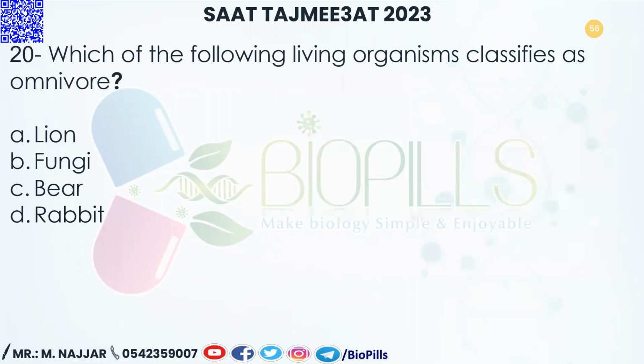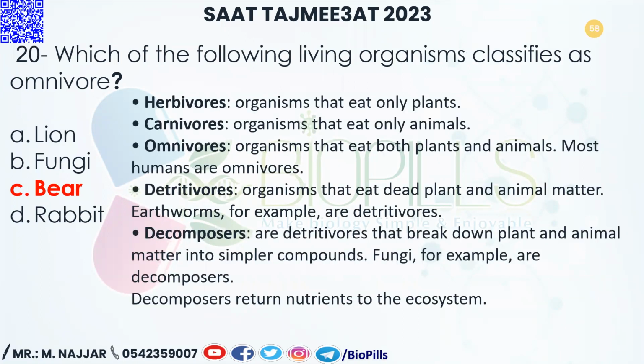Question number 20. Which of the following living organisms classifies as omnivore? Omni means eating both. A bear is an omnivore. And here you're going to find everything. Herbivore, plant eaters. Carnivore, meat eaters. Omnivore, eating both. Detritivore, organisms that eat dead plants, and they are classified into scavengers, which eat without returning anything back to the environment, and decomposers, which feed on dead organic matter and return some of the materials or resources back to the environment.